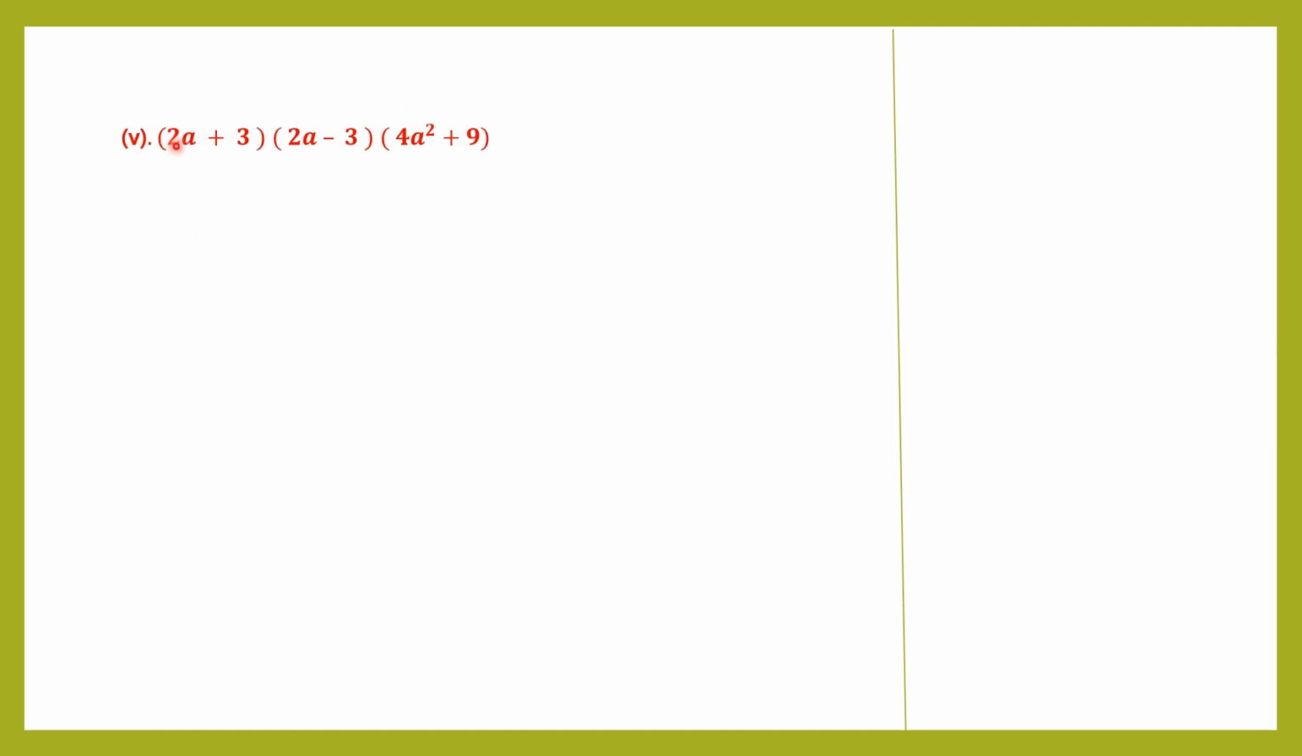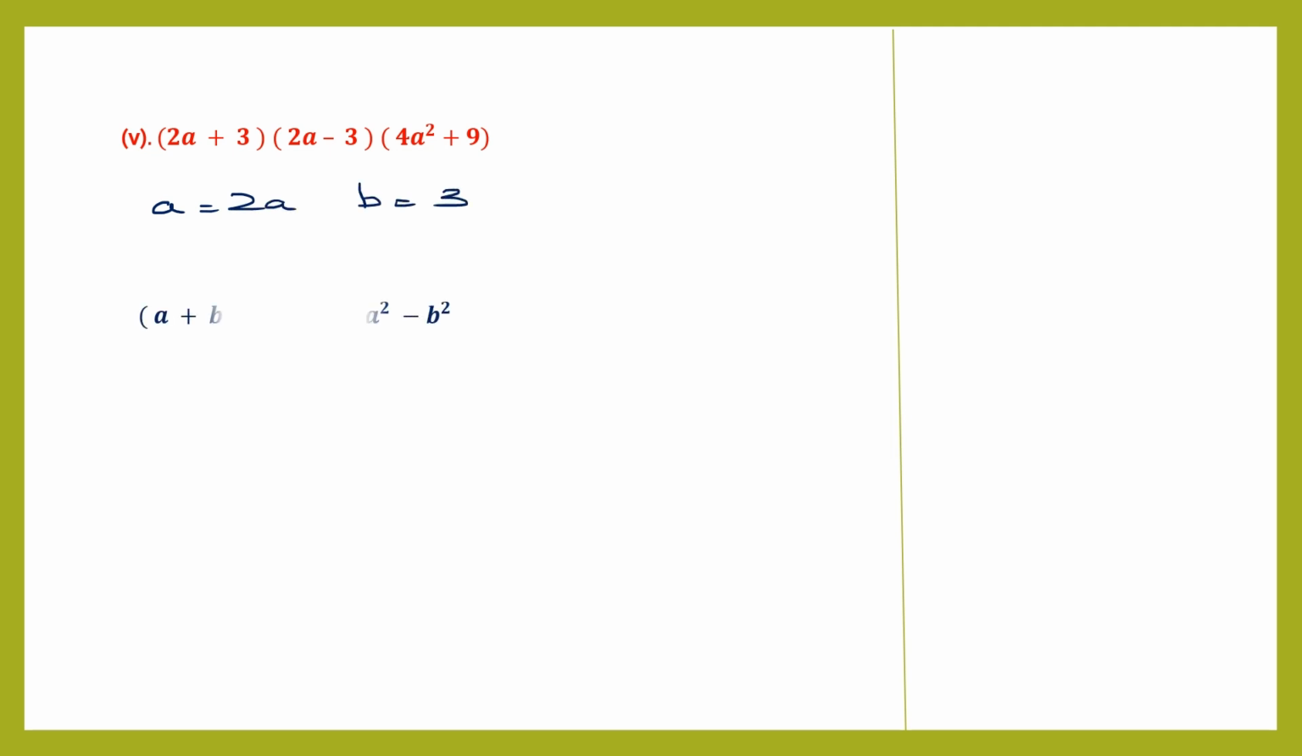Next one. Now here we have three binomials, a multiplication of three binomials. So let's take the first two binomials, and they are in the format of a plus b and a minus b. For this we can apply the formula first and then get the answer, and then apply the formula again for the next. So here a is 2a and b is 3. So let's write that a is 2a and b is 3.